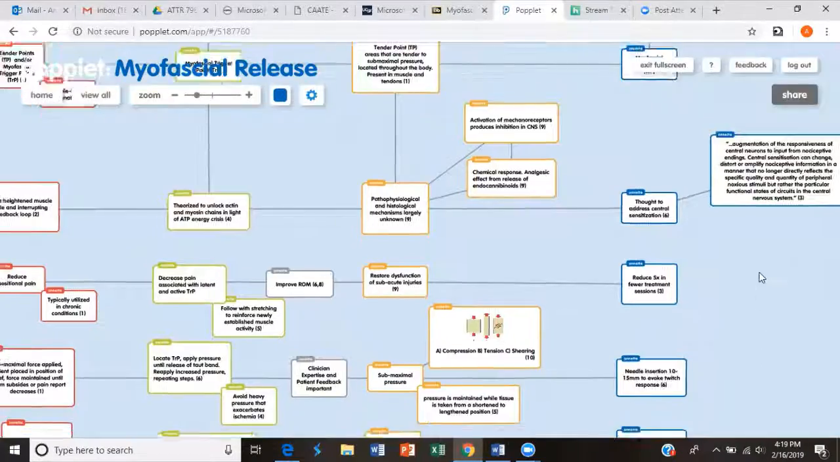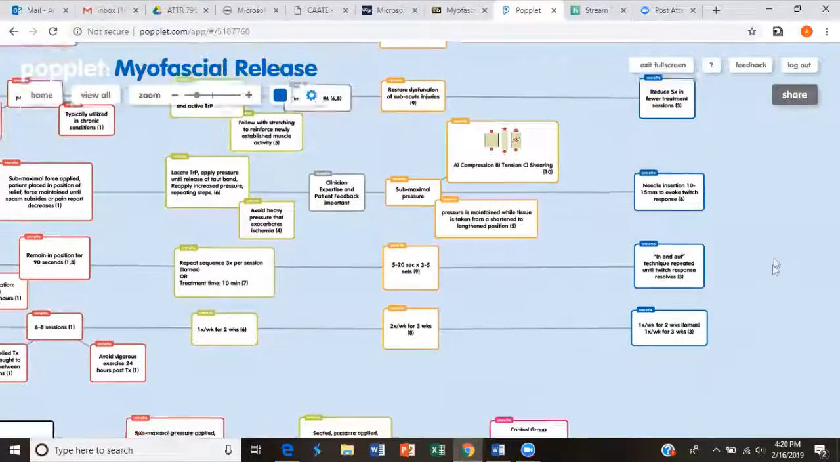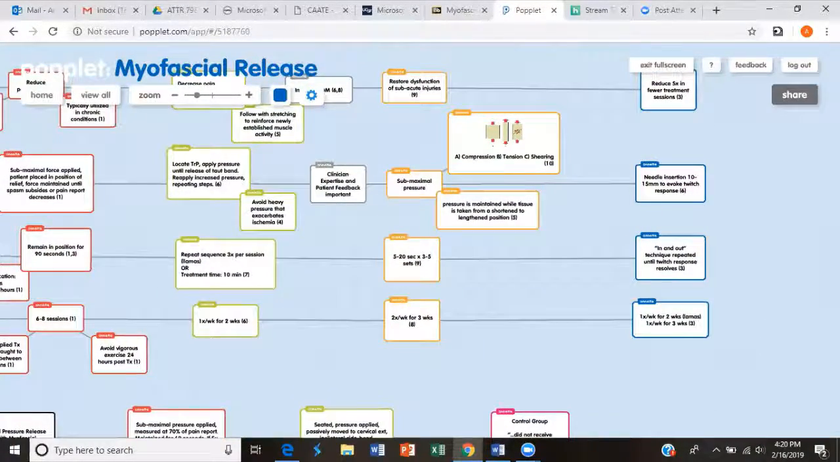Dry needling is commonly applied by taking the needle and inserting it 10 to 15 millimeters into the tissue to evoke a twitch response within the muscle. The needle is then pulled in and out fashion and repeated until the twitch response resolves. The patient and the clinician should both feel the twitch response subside with the in and out technique.